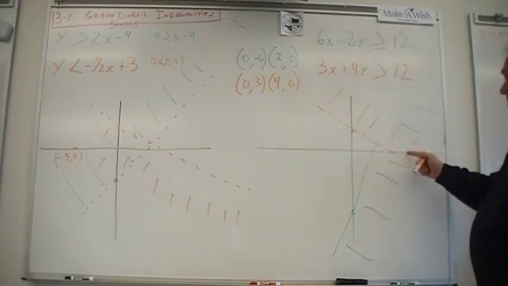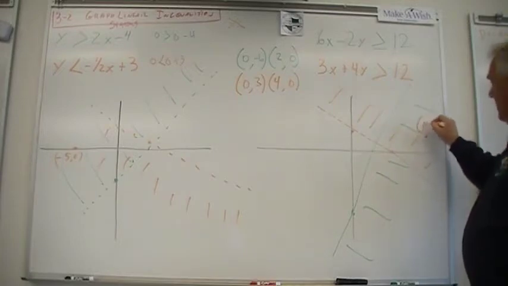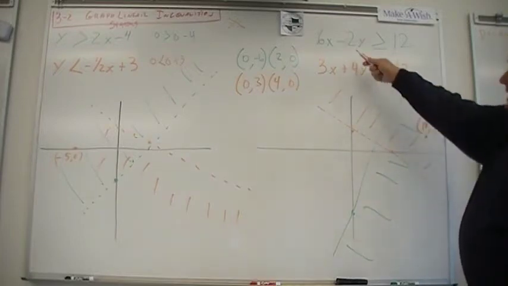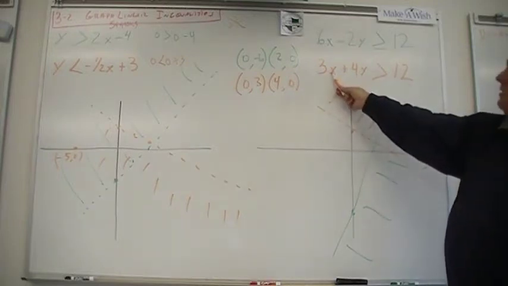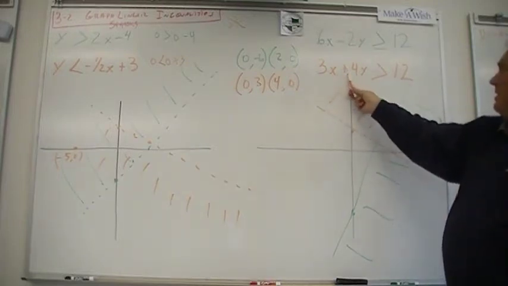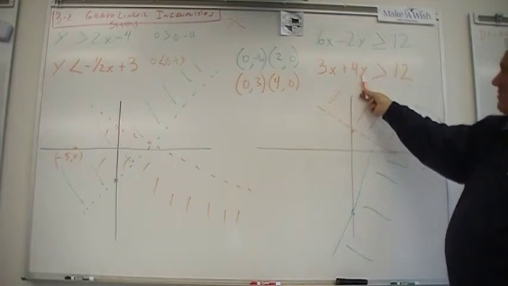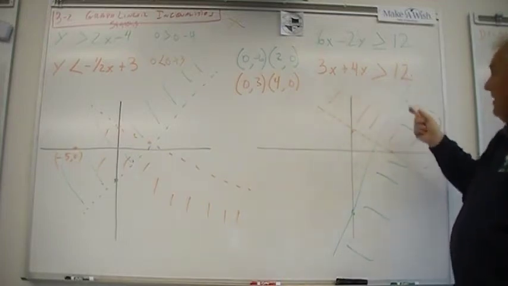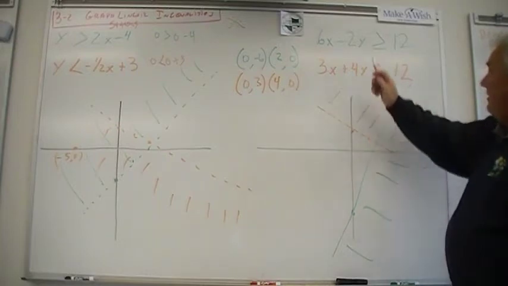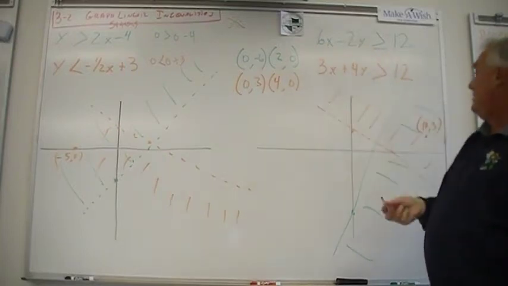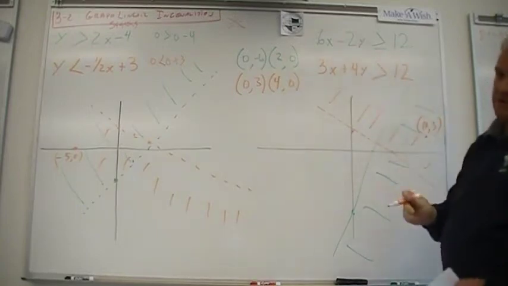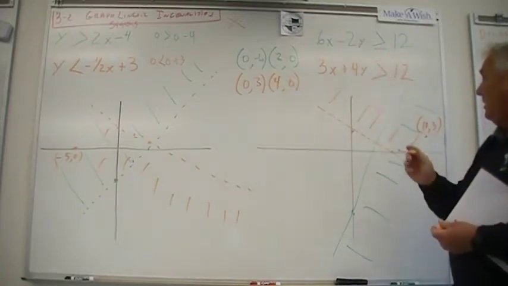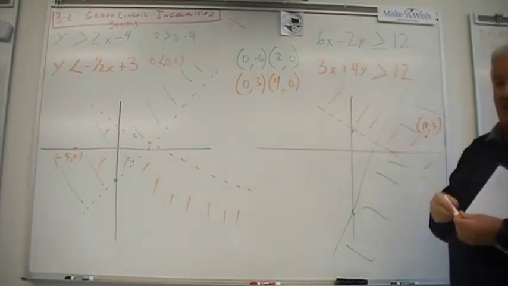Pick a point. 10, 3. Substitute 10 in for x, 3 in for y. 10 times 3 is 30, plus 4 times 3 is 12. 30 plus 12, yeah, that's greater than 12. And it would fit in here too. 6 times 10 is 60, minus 2 times 3 is 6. That is greater than 12 as well. And so that's why it fits in there.